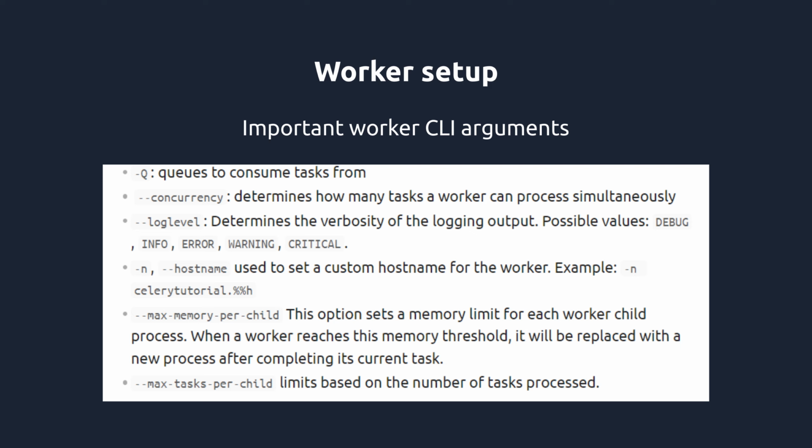Max memory per child and max tasks per child. Very helpful if you experience memory leaks. When a worker reaches this memory threshold, it will be replaced with a new process after completing its current task. The same happens with the limit on the number of tasks processed.